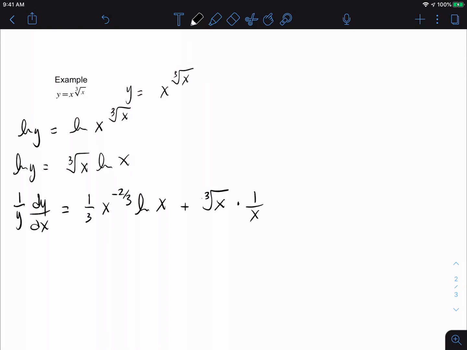I'm confused on doing the cube root into a fraction.